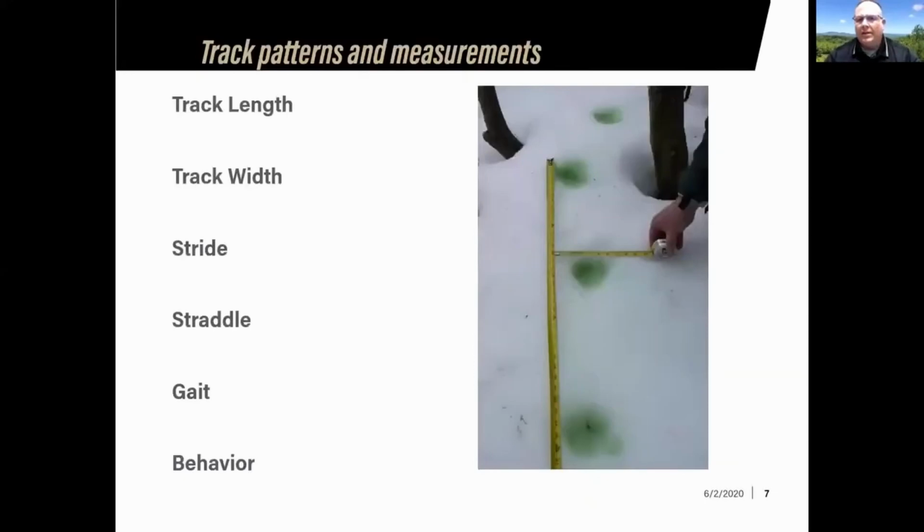Then we'll look at some important track patterns and measurements we want to take a look at when you're investigating tracks. We want to look at track length and track width. They can tell a lot about the relative size of an animal. We'll look at stride and straddle, the gait and behavior of animals.